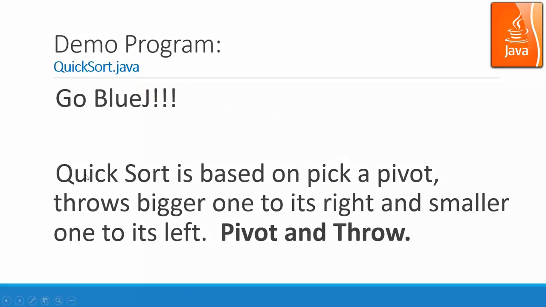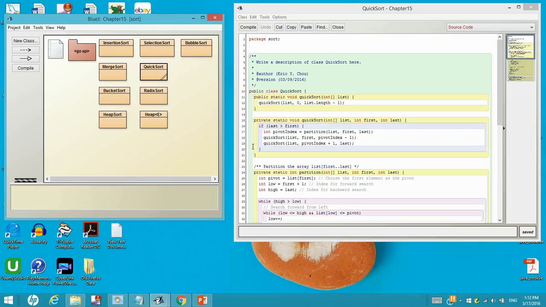Now let's look at the program. Before we do that, we need to remember that quicksort is based on picking a pivot, with the bigger ones to the right and the smaller ones to the left. I use a short slogan: pivot and throw, pivot and throw. Now let's go to the program. The top level, we have shown already. We partition and find the right pivot location, and the two parts, the smaller one being thrown to the left and the bigger one thrown to the right. Then we do quicksort for the smaller part, the first half, and the bigger part, the second half.